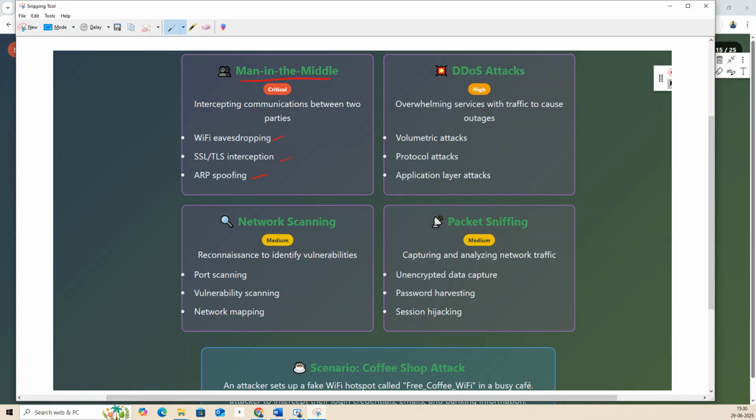The distributed denial of service attack aims to overwhelm your service with traffic, making it unavailable to legitimate users. This isn't just an IT problem, it's a business continuity crisis. Volumetric attacks flood your network connection with a massive amount of traffic. Protocol attacks exploit weaknesses in network protocols to consume server resources. Application layer attacks target specific services with seemingly legitimate requests.